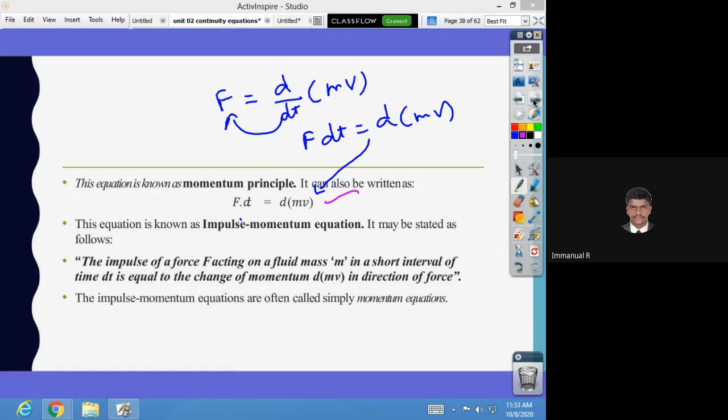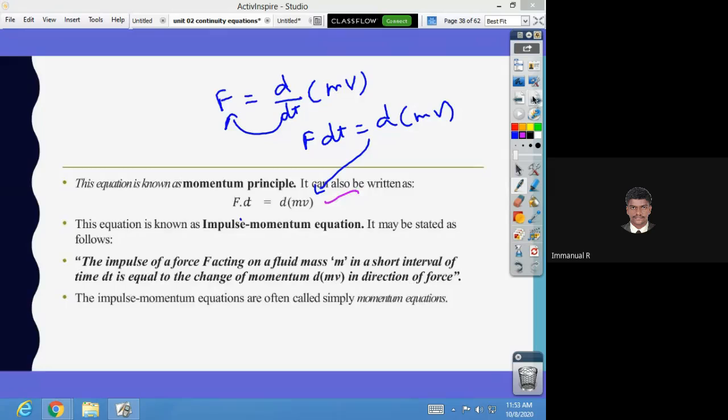From the definition of impulse, impulse is a large amount of force acting within a very short span of time. So this equation is known as the impulse momentum equation. The definition is: the impulse of a force F acting on a fluid mass m in a short interval of time dt is equal to the change of momentum in the direction of the force.